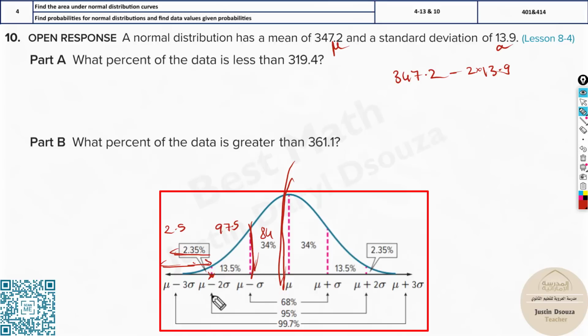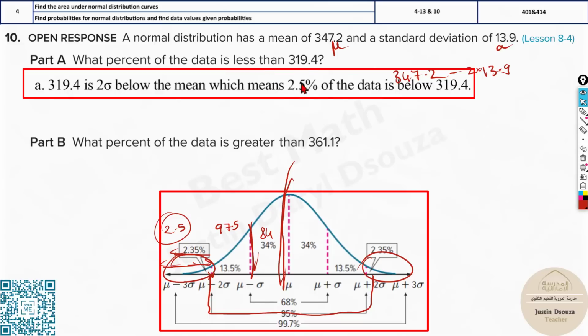Or else you can also see from here to here, it is 95%. So 5% is remaining, half of 5 and half of 5. Half of 5 is 2.5%. So the first answer will be 2.5% only. That much percent of data is remaining below this particular value.